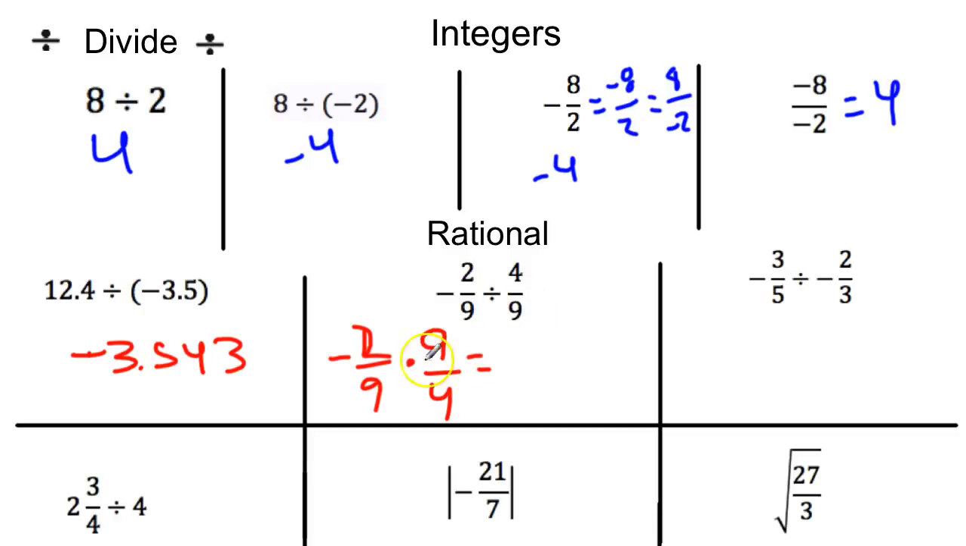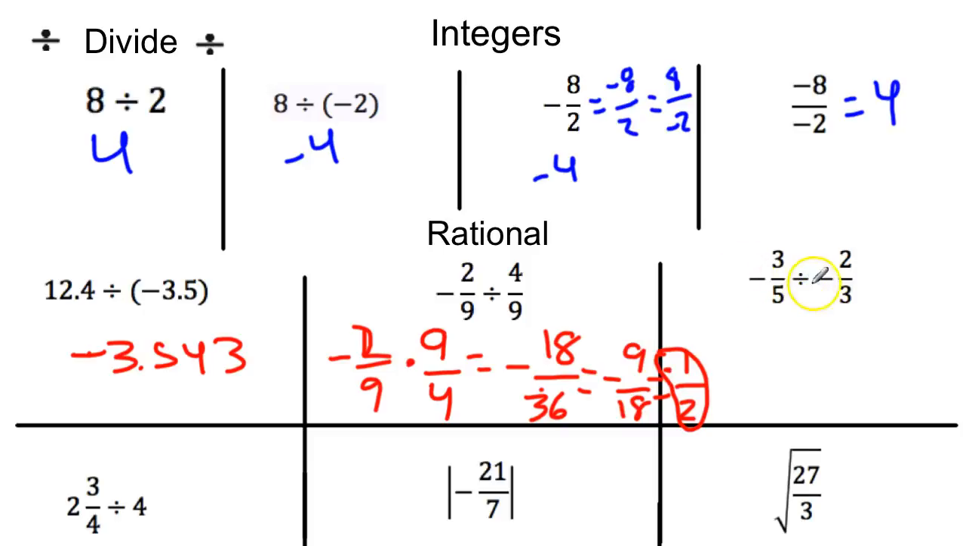So this is going to equal negative 2 times 9. My answer will be negative. 2 times 9 is 18. 9 times 4 is 36. To simplify, I know they're both even. They can be divided by 2. So I have negative 9 over what's 36 divided by 2. That's 18. I know these can both be divided by 9. So that will be 1/2, and that is a negative. So negative 1/2 is your answer.